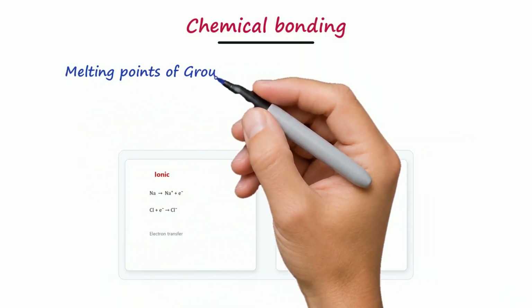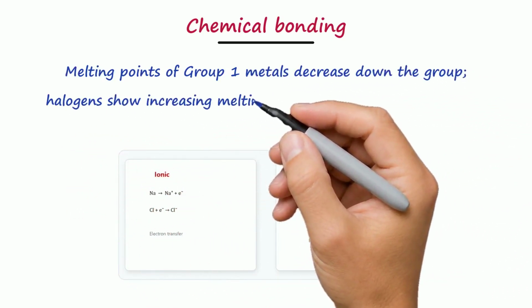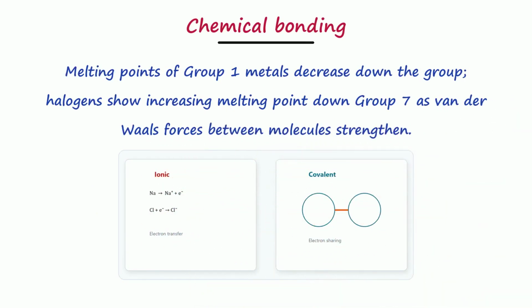Melting points of group 1 metals decrease down the group. Halogens show increasing melting point down group 7 as van der Waals forces between molecules strengthen.